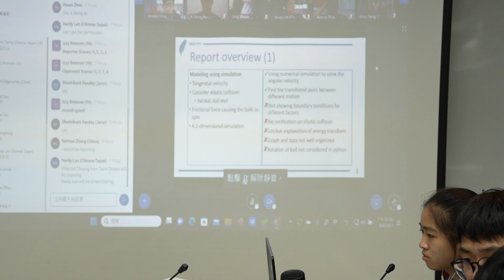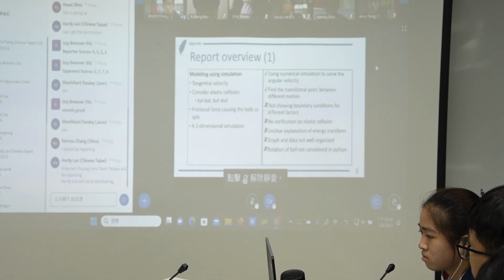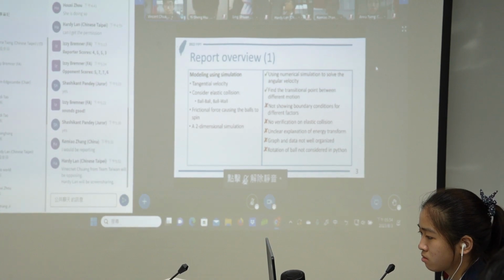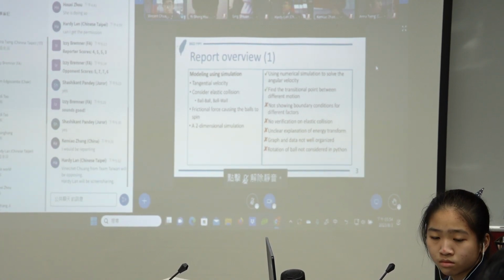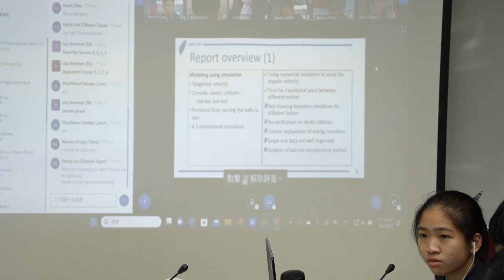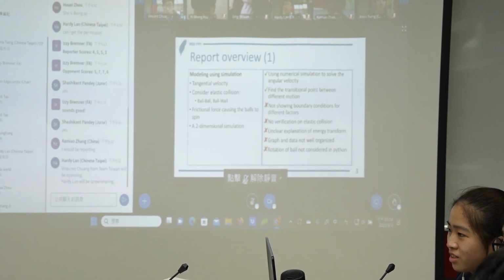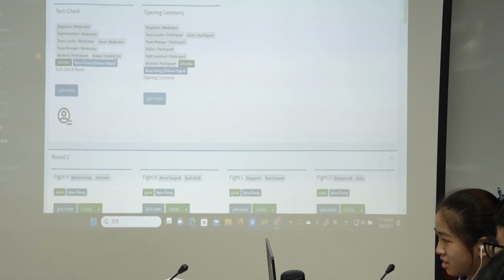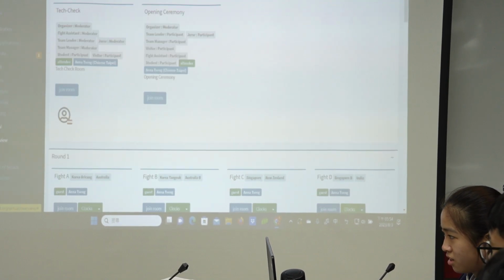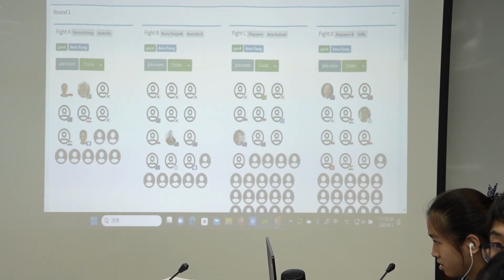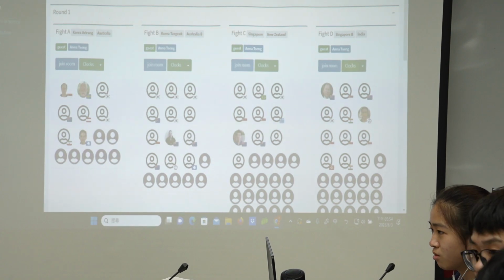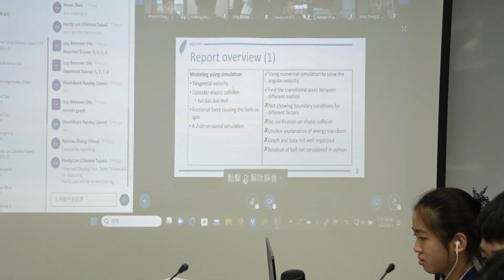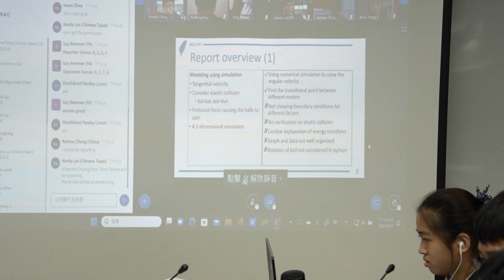Then for the simulation, a model using Python, they calculate tangential velocity and consider elastic collision between balls and also balls and walls. However, they didn't have a verification on elastic friction. And also, they mentioned in the equation that the frictional force causes the balls to spin, and with higher density, the balls will not spin, and then it will counter-rotate.